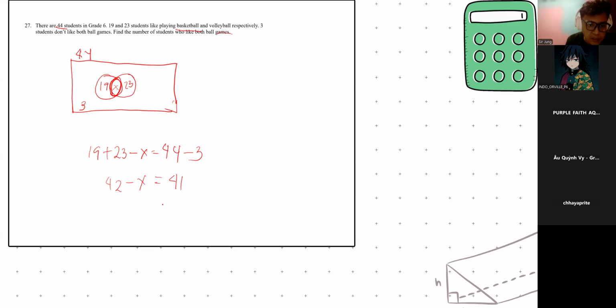42 minus x, negative x, 41 minus 42, x is equal to 1. And that should be the answer. Yes, the answer is 1. So thank you for sharing your answers in the chat box, everyone. Okay, number 28. If no more questions.